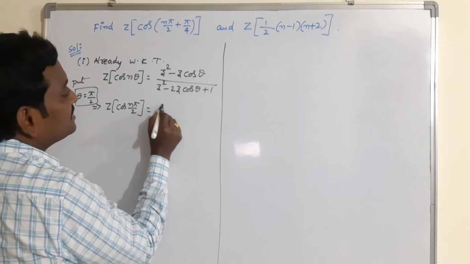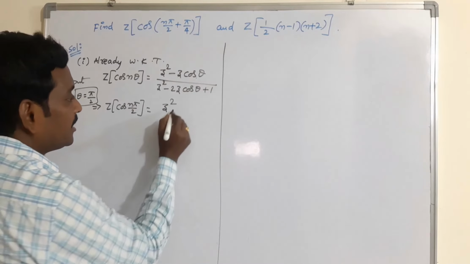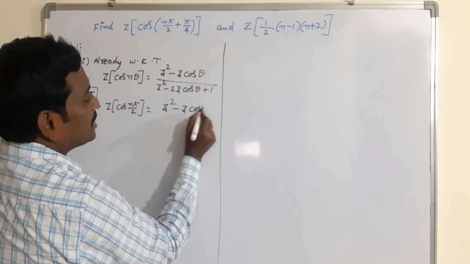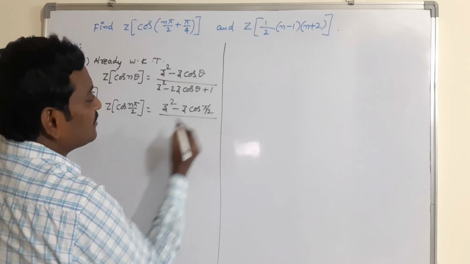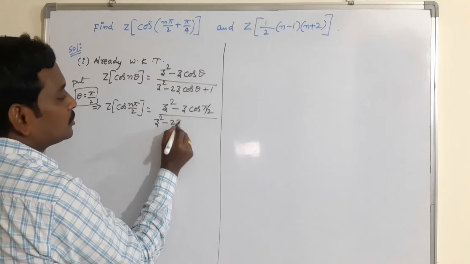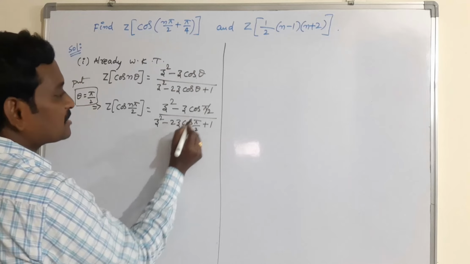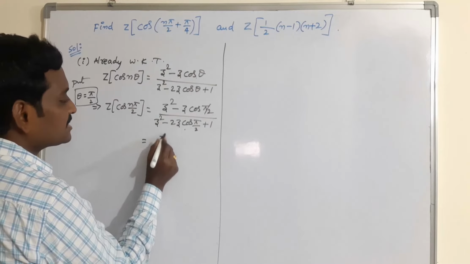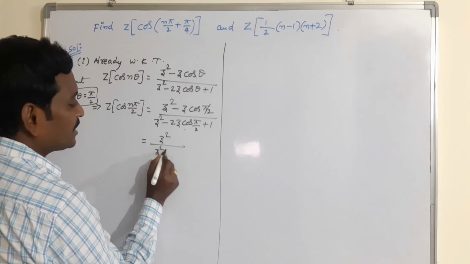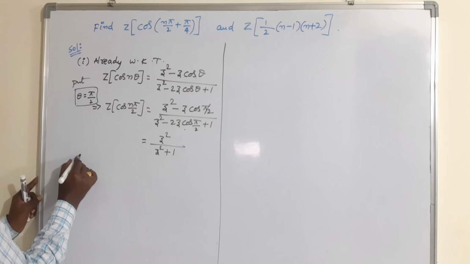So you will get Z square minus Z into cos pi by 2. Okay, Z into cos pi by 2. Cos pi by 2 is nothing but cos 90 degrees, which is 0. So Z square minus 2Z cos pi by 2 plus 1. Since cos pi by 2 is 0, you will get Z square by Z square plus 1. This is the derivation for Z transform of cos n pi by 2.